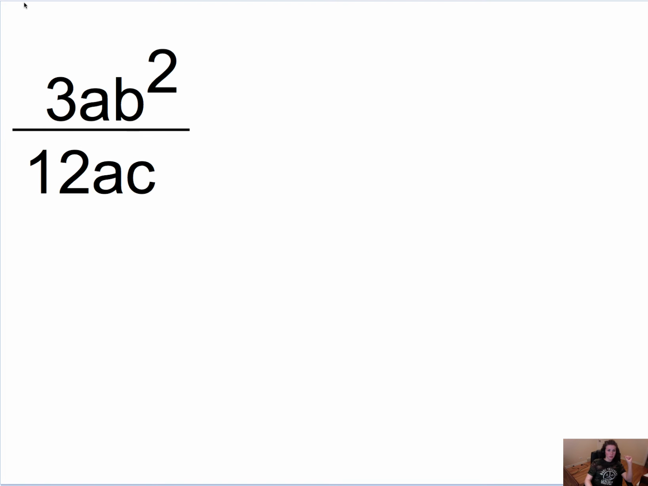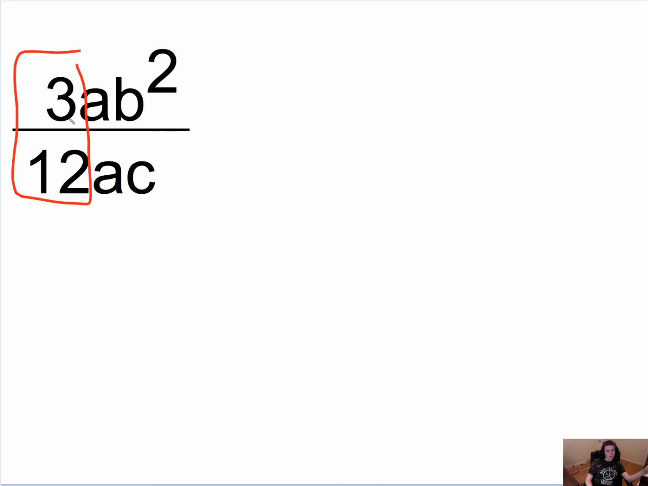Okay, let's take a look at another one. 3ab squared over 12ac. All right, so this time we've got numbers and we've got variables. What I recommend is to look at them completely separately. So let's just look at the 3 over 12 first. Let's simplify that the same way we did in the first couple examples.